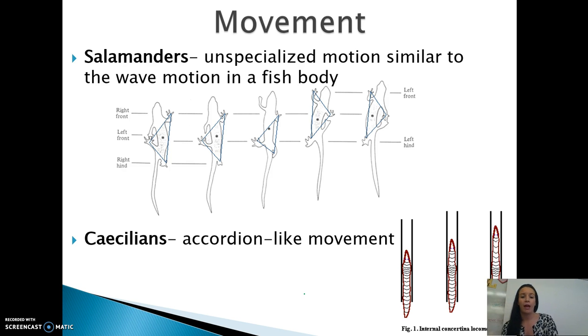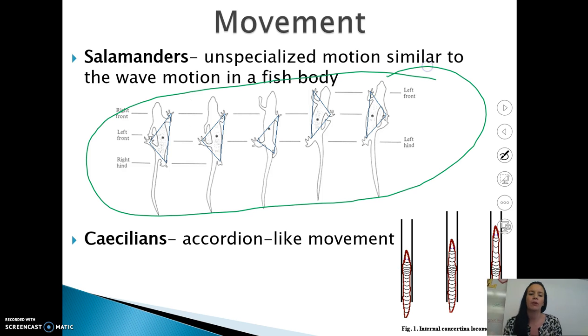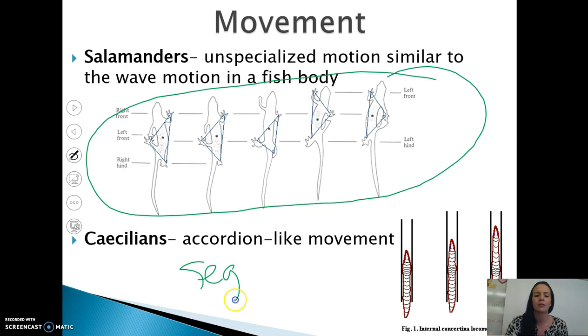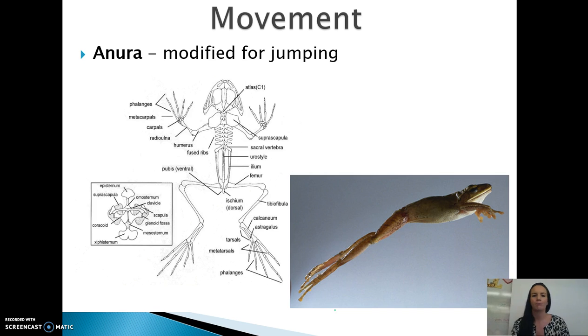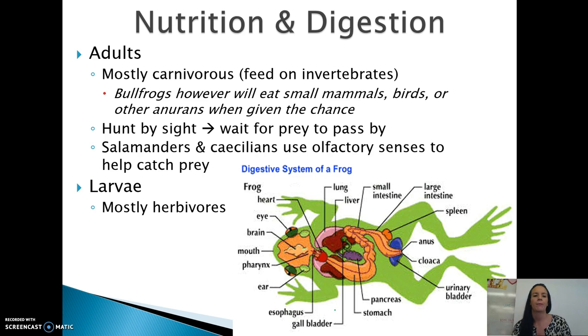So salamanders do, though, move very similar to a fish. So they're going to move kind of in a wave-like motion as they walk, and you can pause this here and examine this picture. Caecilians then also move in an accordion-like movement, and remember, they have those segments. So those segments, or segment-like folds, I should say, are going to help them move in that accordion way. Anura then, on the other hand, remember, they're jumping. So they have lots of key features and adaptations that help them with jumping.